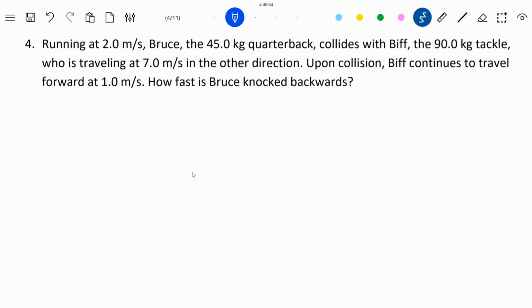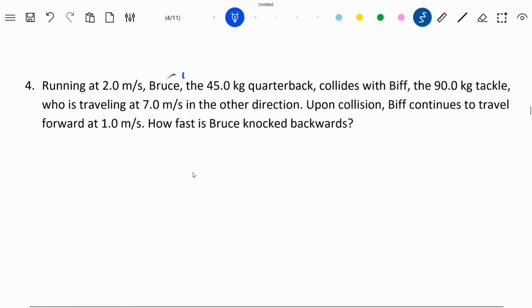Okay, so again, pretty standard collision question. So let's do all of the same things. So we've got 2 people. I'll just refer to them by Bruce and Biff. Oh, Mr. Dawson, why do you do this? Give them different names so that I can use subscripts to represent each person. So let's use 1s and 2s. Bruce, I'm just going to think of as number 1, the first person. And the other person I'll think of as number 2.